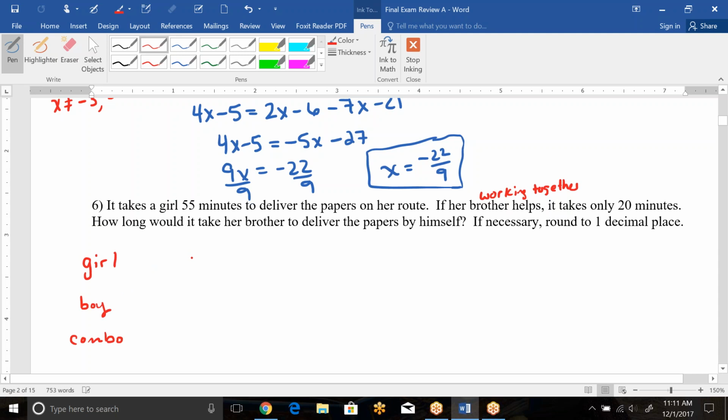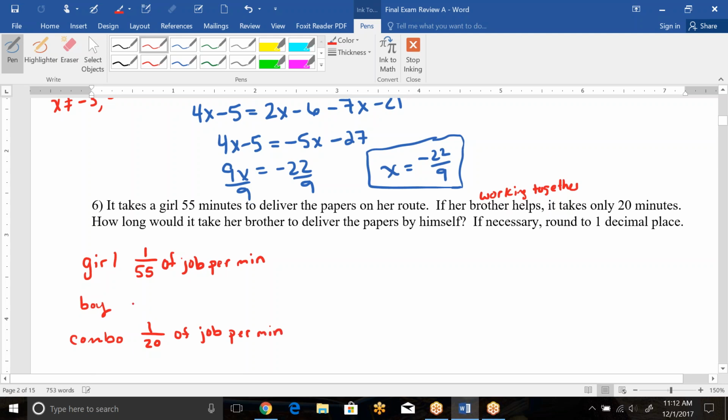Since they're working at different rates, we want to know how much of the job did they complete in a single measure of time. So the way I think about this is if it takes her 55 minutes to deliver her papers on her route and she's working consistently that whole time, then on every minute, she does 1/55 of the job per minute. Okay? Working together, it only took them 20 minutes. So together, they completed 1/20 of the job per minute.